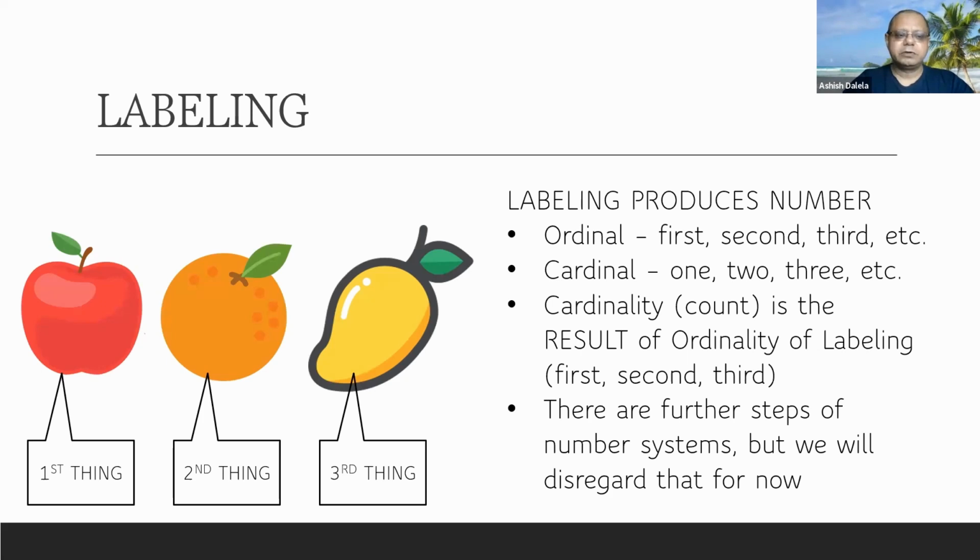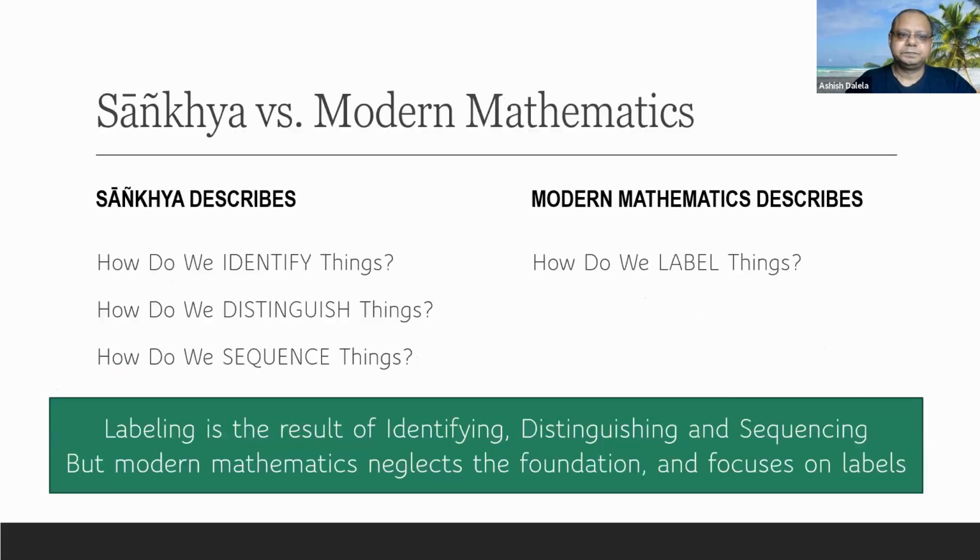Now this labeling, which you call first, second, third, in ordinary arithmetic, we also call the ordinal numbers. And if you can say there is first, second, third, and the counting ends there, you can say there are totally three things, which is called a cardinal number. And cardinality or count is the result of using ordinal numbers. Now there are further steps. There are number systems like you can count to the basis of 10, or to the basis of 16, and things like that. And we will not go into that. We'll just talk about first, second, and third.